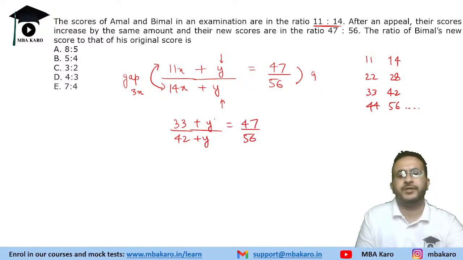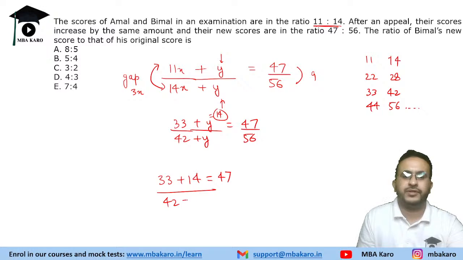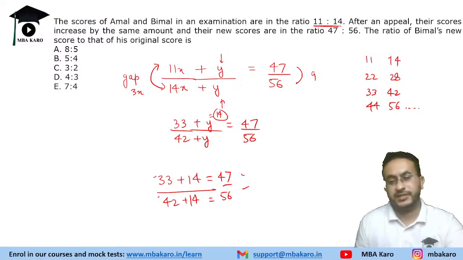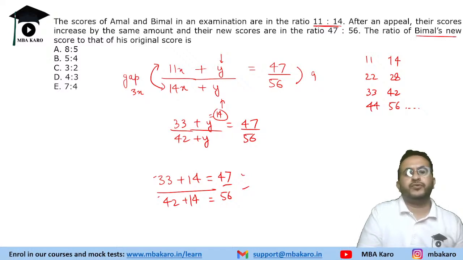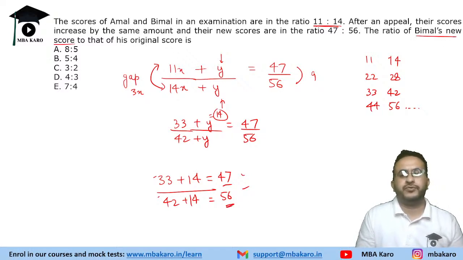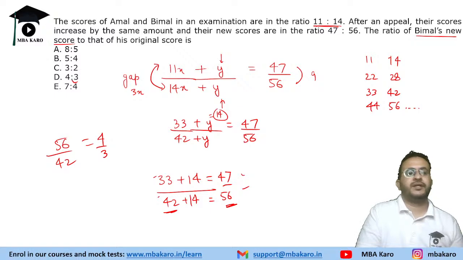Now how does this help? So we will get y is equal to 40... I mean y is equal to 14. So 33 plus 14 became 47, and 42 plus 14 became 56. So the ratio is 47 ratio 56. The initial ratio also matches correctly. Now the question asks for the ratio of Bimal's new score to his original score. Bimal's new score is 56. Original is 42. So 56 ratio 42 is 4 ratio 3. So that is the answer.